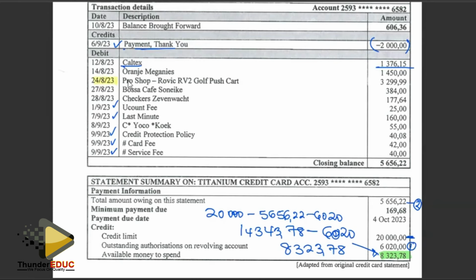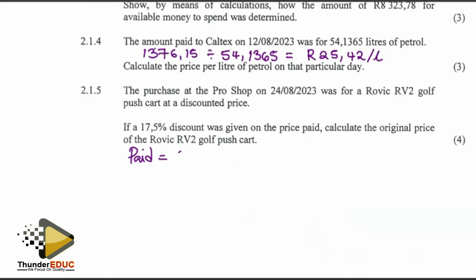Oh, indeed, it's here. Yeah, he paid 3,299.99. Remember, he pays this after a discount was applied. So this is what he pays after the discount was applied.